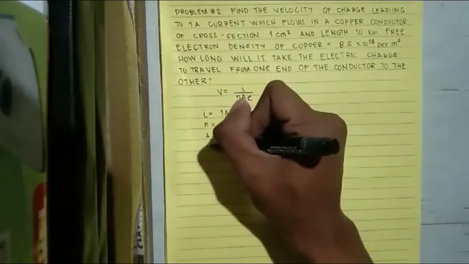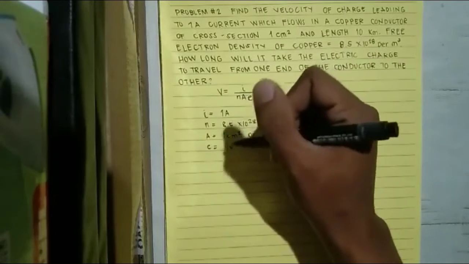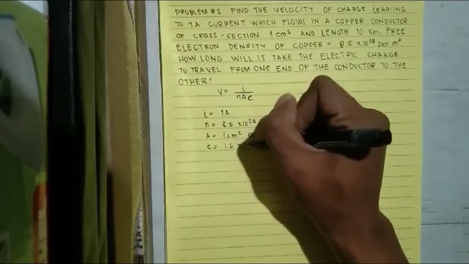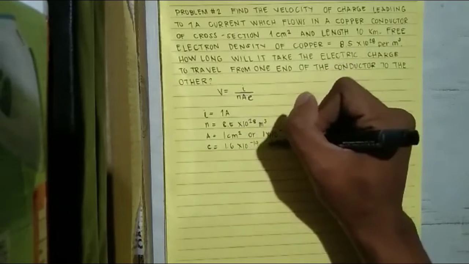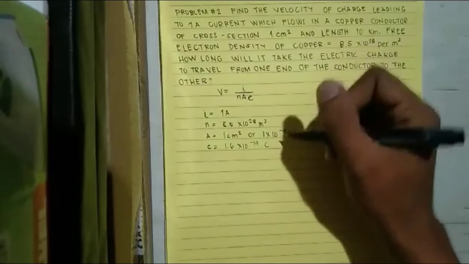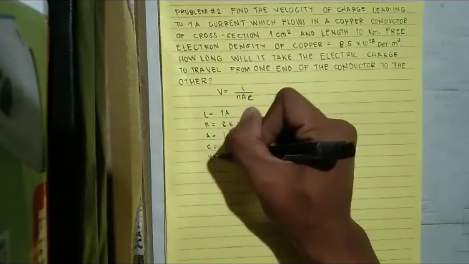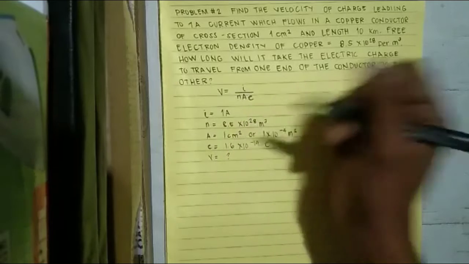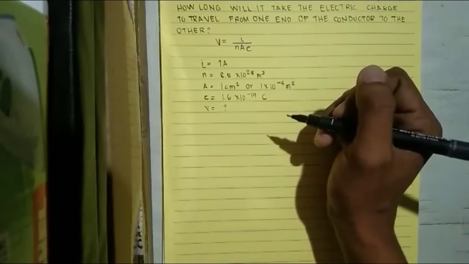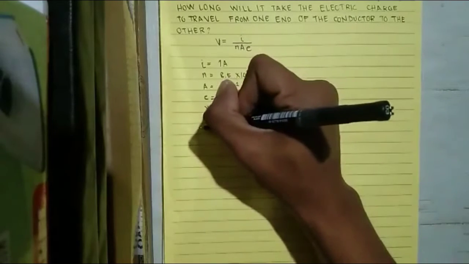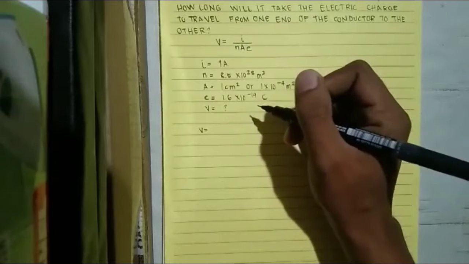Yung A naman natin is 1.6 times 10 raised to negative 19 coulomb. Electric charge is constant. So, B ang hinahanap, kaya unknown. And then, substitute lang din natin sa formula.